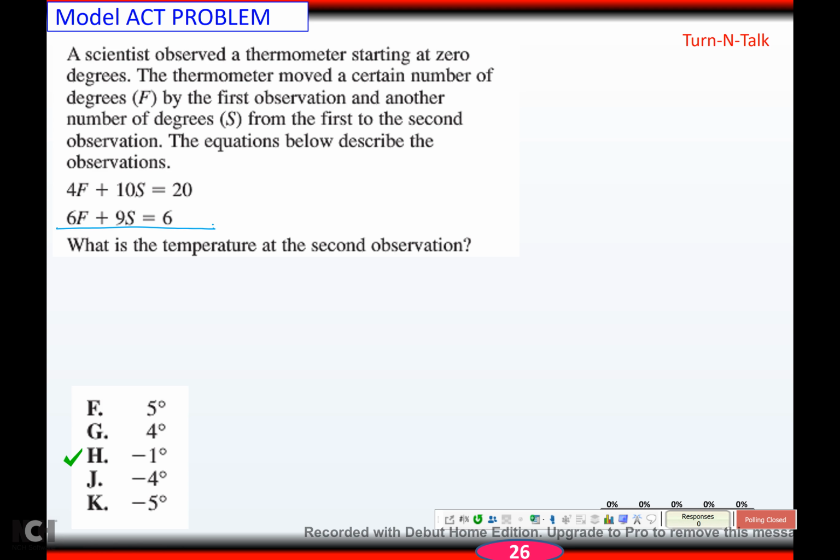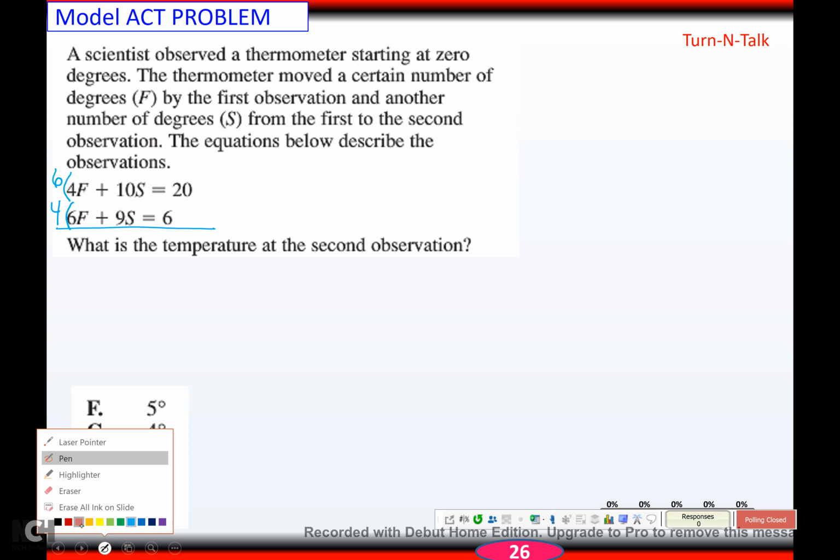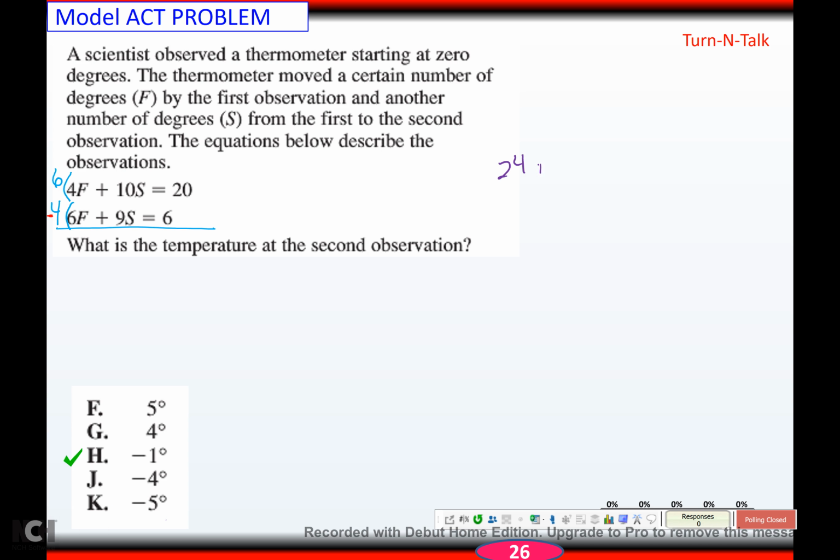And I'm going to try and eliminate the f's. So I'm going to multiply the top by the bottom, which is 6, and the bottom by the top, which is 4. If your signs come out the same, you need to make one of them different. If they come out different, you need to make them the same. So I made my little 4 negative on the bottom there. Okay? So when I distribute, I'm going to have 24f plus 60s equals 120. When I distribute the negative 4, I'm going to have negative 24f, negative 36s equals negative 24.